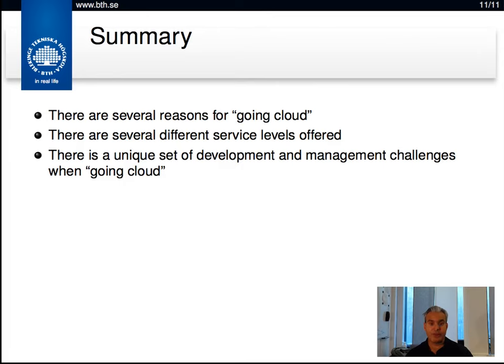So in summary, there are many reasons for going to the cloud, and there's a service level which should be just right for you. Different levels are offered, many different levels. But when you do go to the cloud, there are a unique set of development and management challenges. So in terms of development, you need to think about how you make use of the cloud in the best way. And for management, there's a different set of challenges that you need to worry about when you go to the cloud.